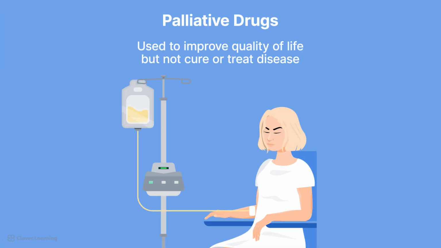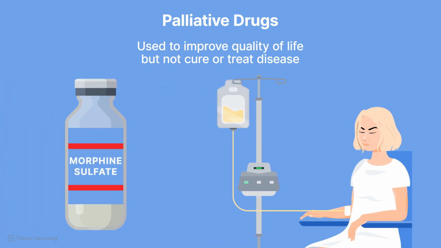Palliative drugs are used to improve quality of life, but not cure or treat disease. Most often, palliative drugs are used in cases of terminal illness, such as cancer. For example, when a patient is released into hospice care, they are frequently administered narcotic analgesics like morphine, which don't slow the spread of the cancer, but offer the patient relief from the pain associated with the disease.